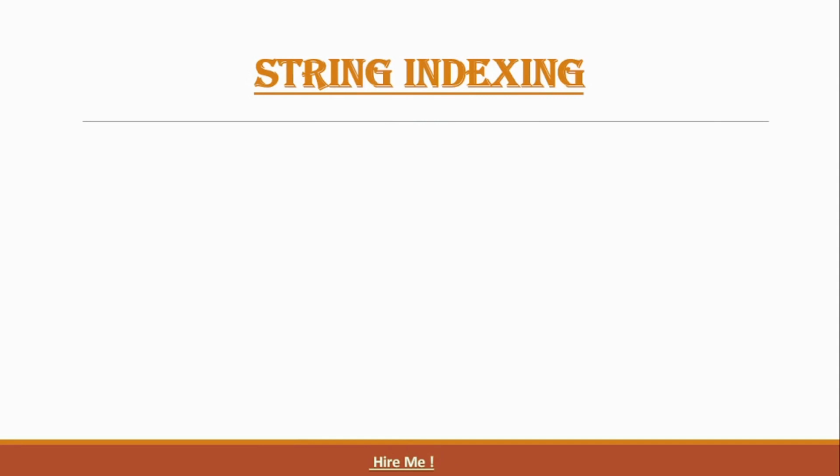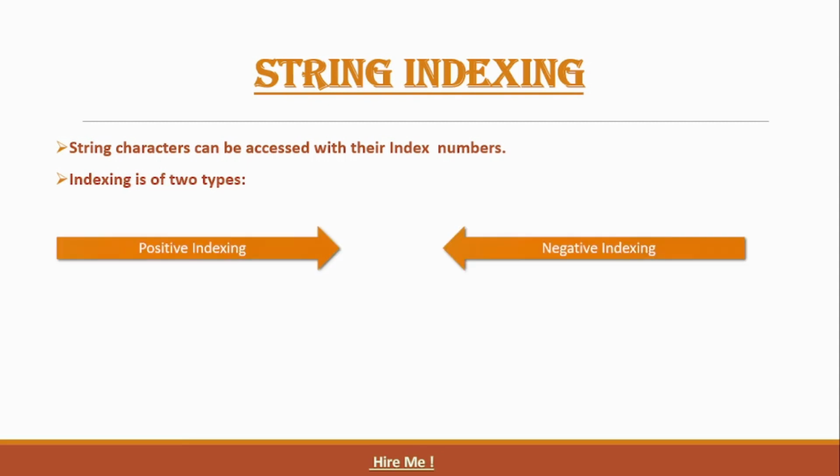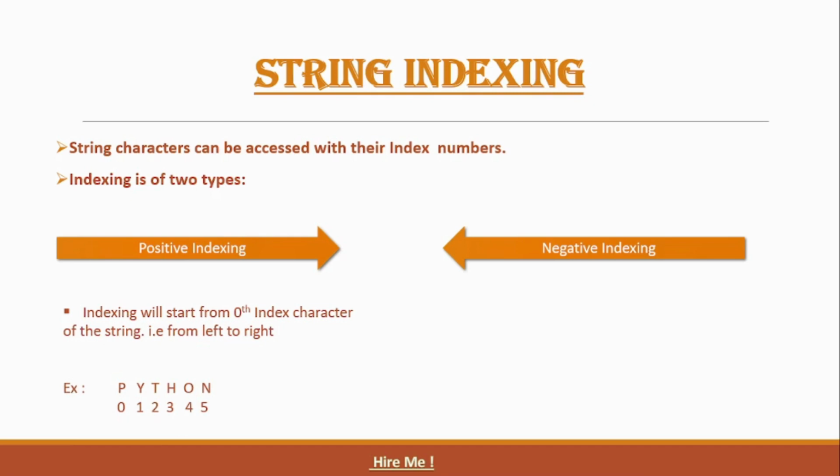Moving to next, let's now understand what is string indexing in detail. To access a single character of a string, we will be using string indexing. String indexing is nothing but accessing a character of a string by using its index number. Indexing comes with two types, a positive indexing and a negative indexing. Positive indexing is the indexing which starts from the 0th index character, that is from the start of the string. Let's understand with the help of an example.